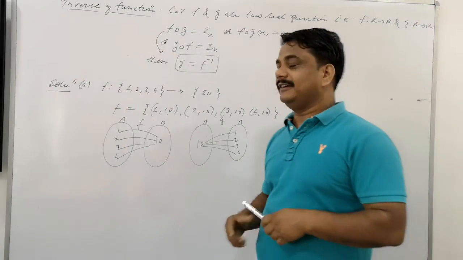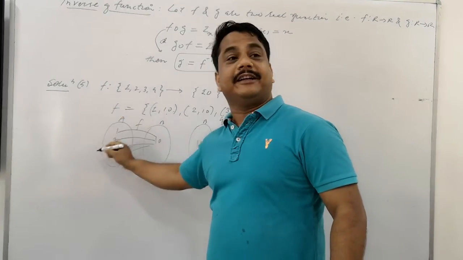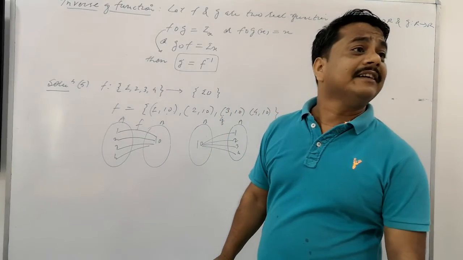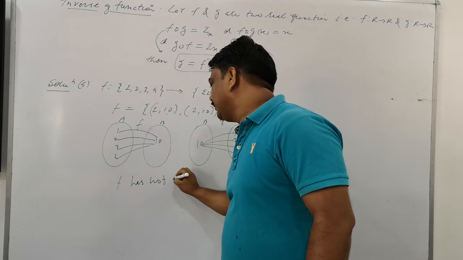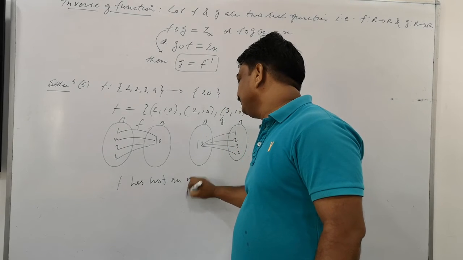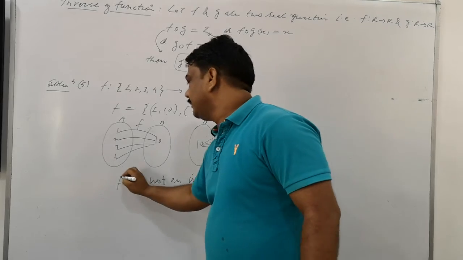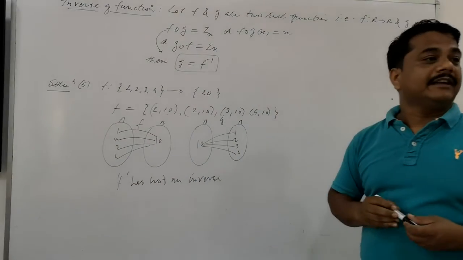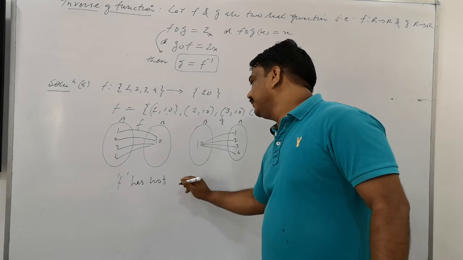So what can we write here? You will write down here: f does not have an inverse. Please write f has not an inverse. Why does it not have an inverse?